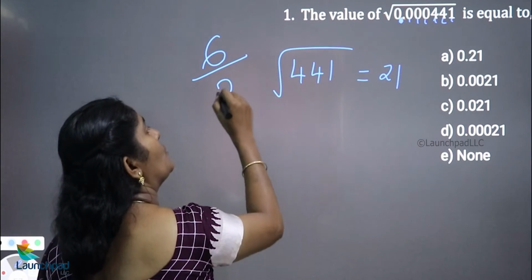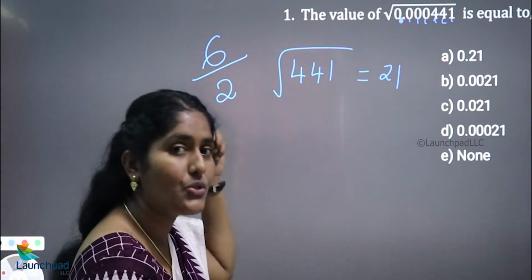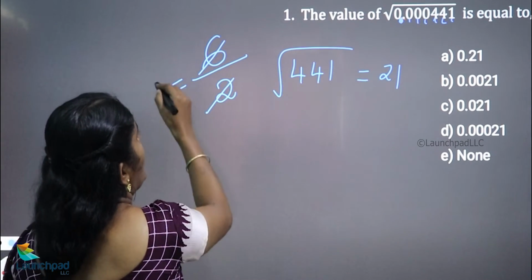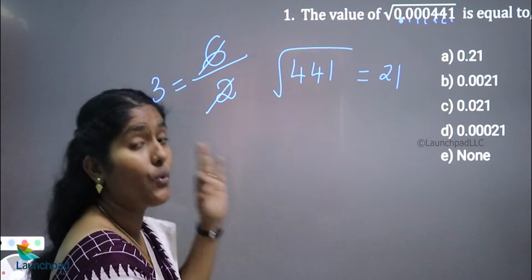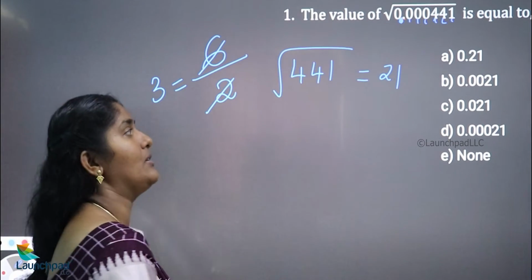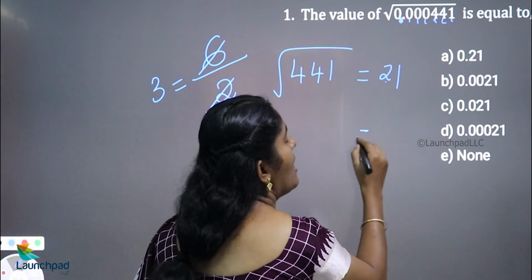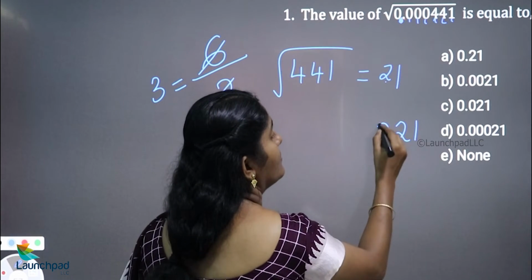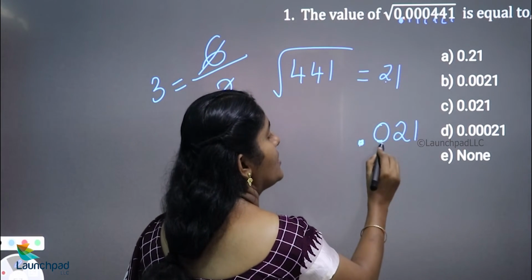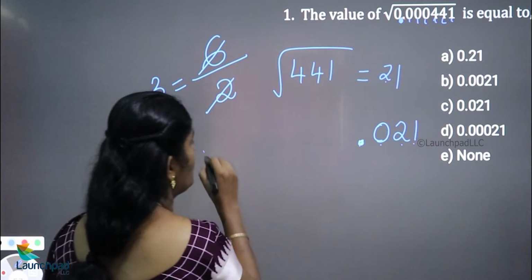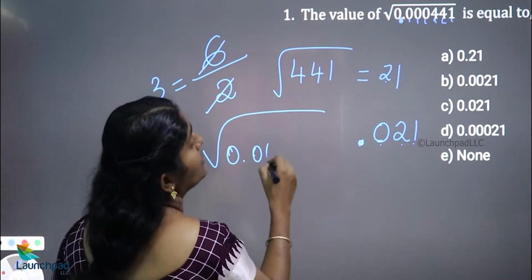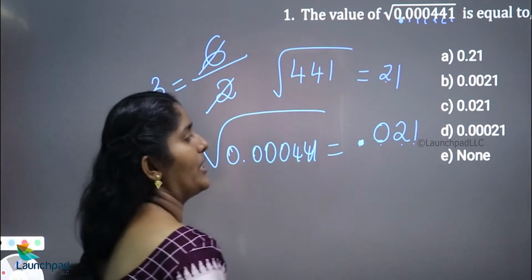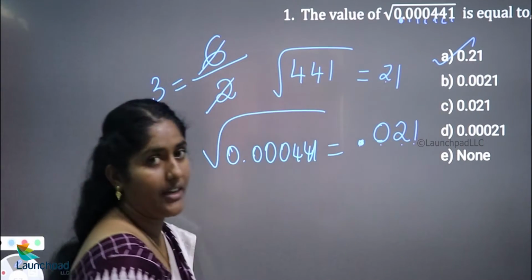6 divided by 2. Why do we divide by 2? Because this is the square root. So dividing by 2, we get the answer 3. 3 means we want to make 3 decimal places, but here only 2 digits are available. Add one 0. So 0.021, the square root of 0.000441 is 0.021. Your answer is option A.